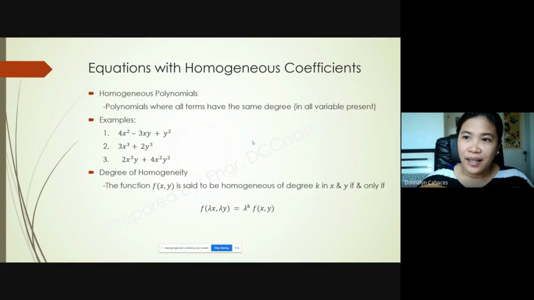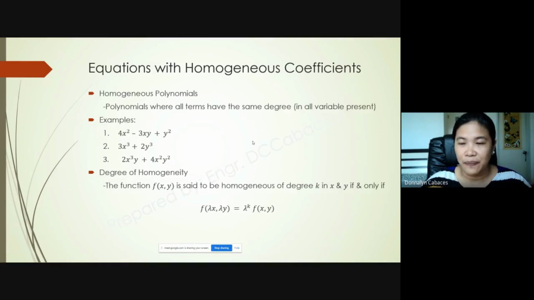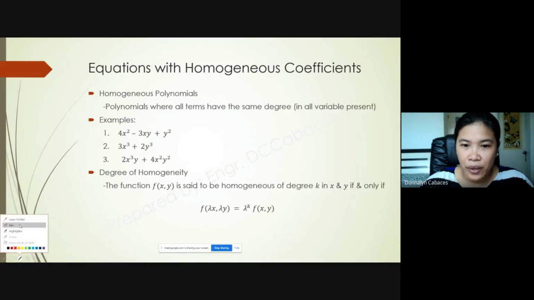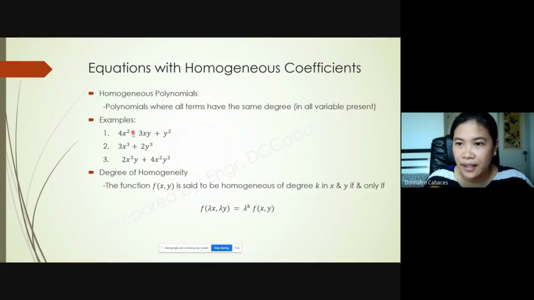First of all, let us define first what are homogeneous polynomials. These are polynomials where all terms have the same degree in all the variables present. Here are some examples. 4x squared minus 3xy plus y squared. As you can see, the first term having x squared, that is second degree in x. Our second term, first degree in x, first degree in y, making it also a second degree term. And the third term is second degree in y. So the first example is a polynomial of degree 2.